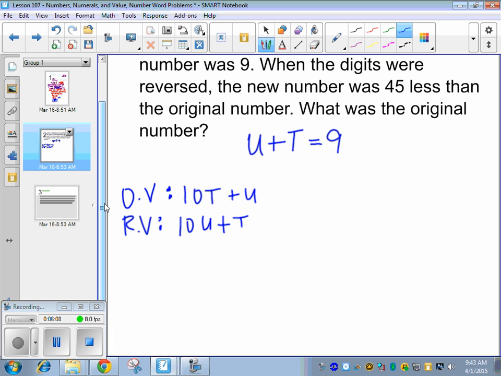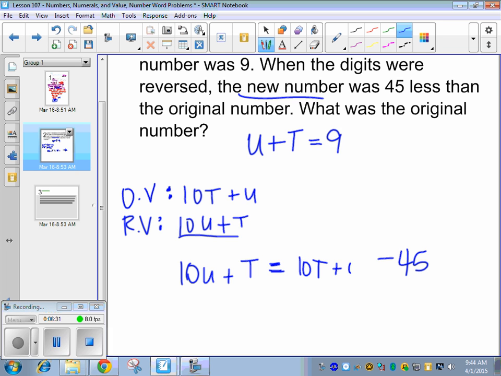When the digits were reversed, the new number was 45 less than the original number. So when the digits were reversed, the new number, that would be the reverse number. This is the new number, 10u plus t, there's my new number, was, that's the equal sign, 45 less than, which always comes after, so we can put that out here, the original number, which would be 10t plus u. Then we just do substitution with the original one.